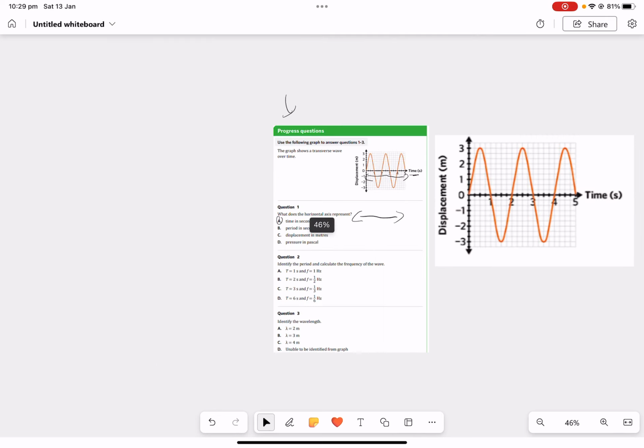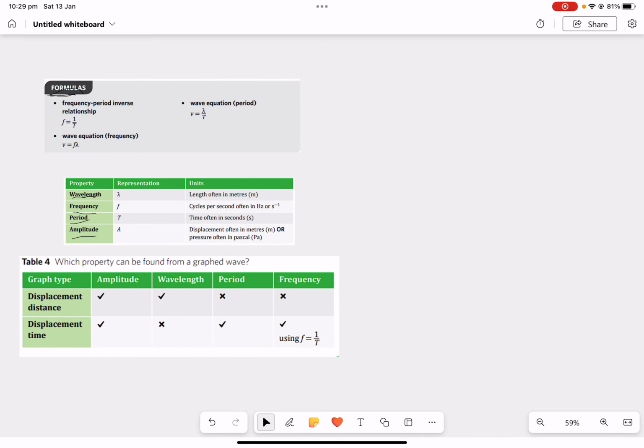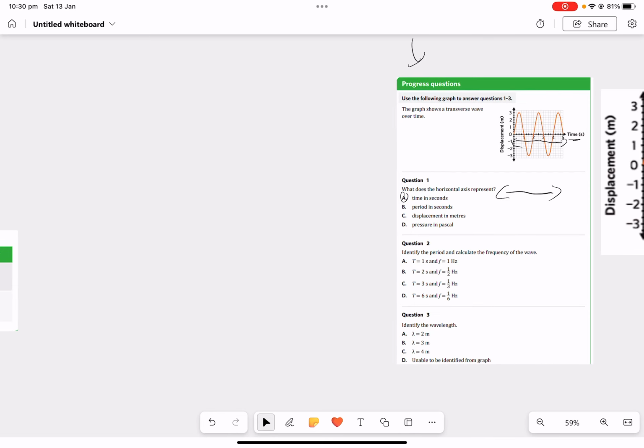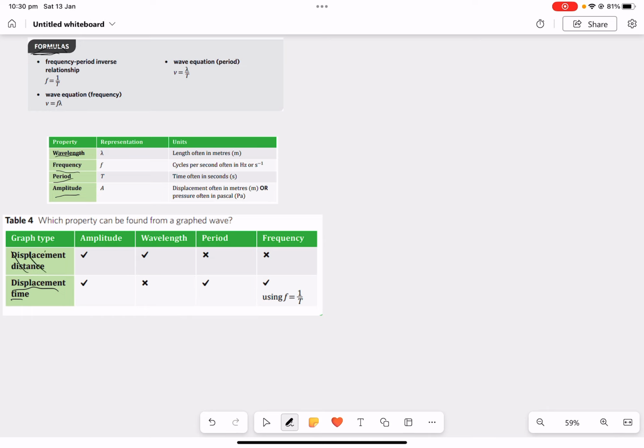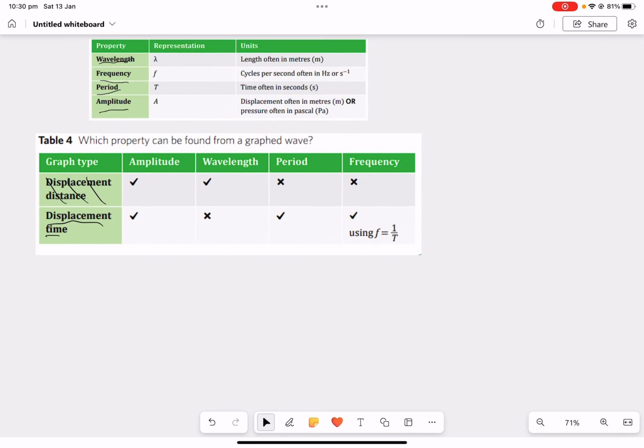Now, if we go here to the left a bit, I've got some formulas for us, properties, and which properties can be found from a graphed wave. As for graph type, we know it's displacement-time, because if we remember, the horizontal axis is time in seconds, so we're not going to do the top one, just the bottom one.